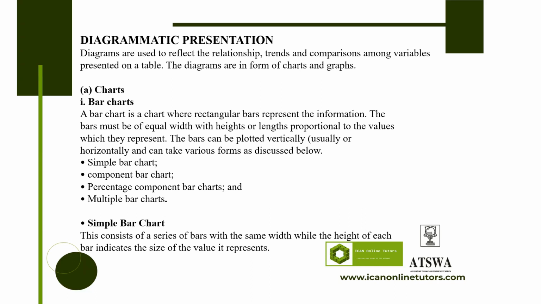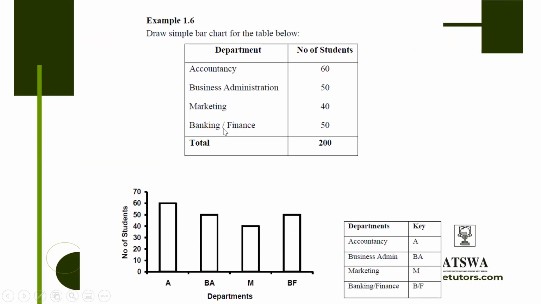So now the first one is simple bar chart. It says this consists of a series of bars with the same width, while the height of each bar indicates the size of the value it represents. Actually, they are not going to ask you in the question, what is bar chart? What is simple bar chart? They will give you data, figures, and you must know how to represent it, so for a start, just know what it means. That's why I'm laying emphasis. The reason why they call it simple bar chart is because it's actually simple. You can compare it to component bar chart and multiple. So let's go into simple bar chart.